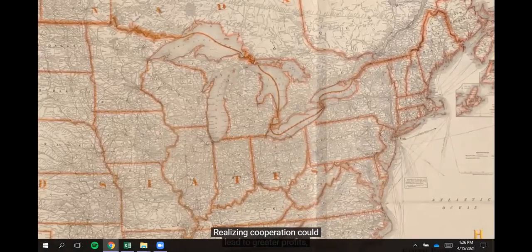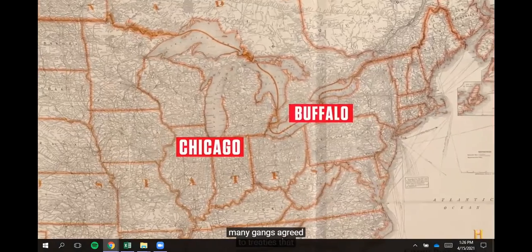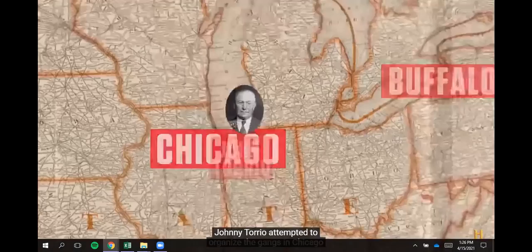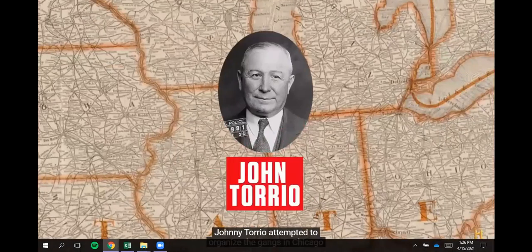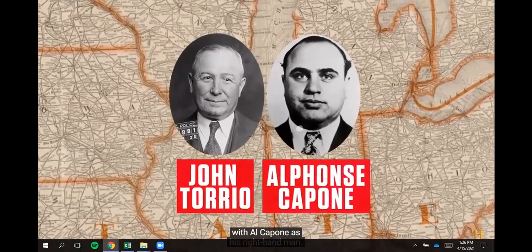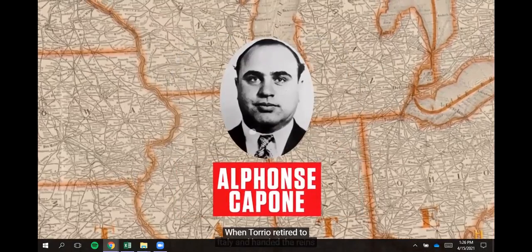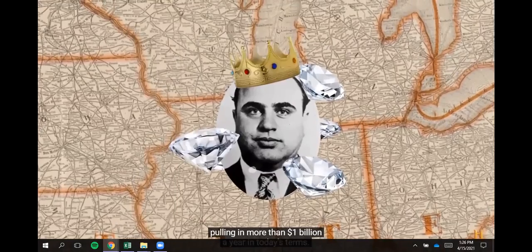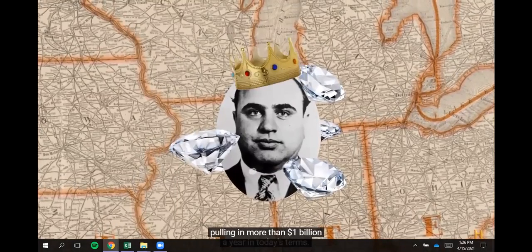Realizing cooperation could lead to greater profits, many gangs agreed to treaties that allowed them to operate peacefully in their respective territories. Johnny Torrio attempted to organize the gangs in Chicago, with Al Capone as his right-hand man. When Torrio retired to Italy and handed the reins to his protege, Capone inherited a business pulling in more than $1 billion a year in today's terms.